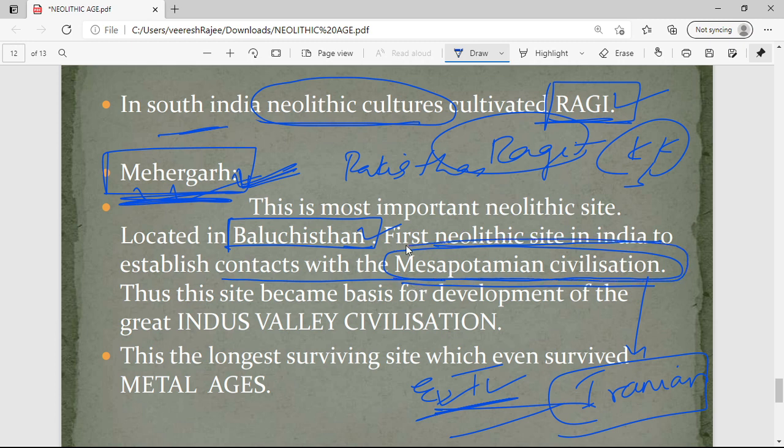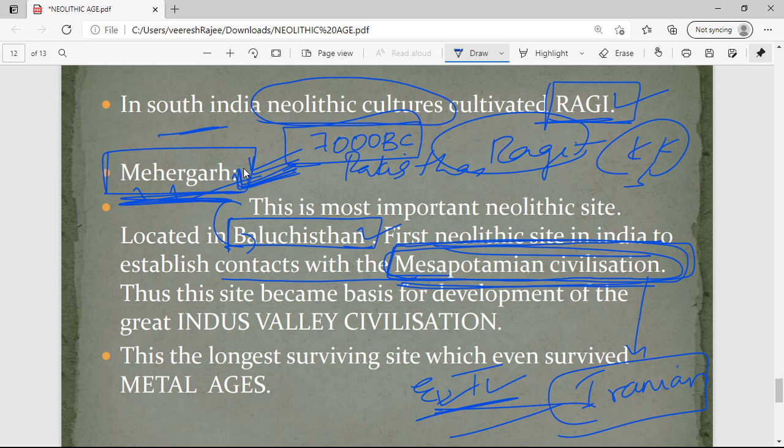And you will even see that it was in Mehergarh that agriculture was first started in India, that is in 7000 BC. Somewhere around 9000 years ago, agriculture was started in Mehergarh, which is present in Baluchistan, and it is the first Neolithic site to have contact with the Mesopotamian civilization.